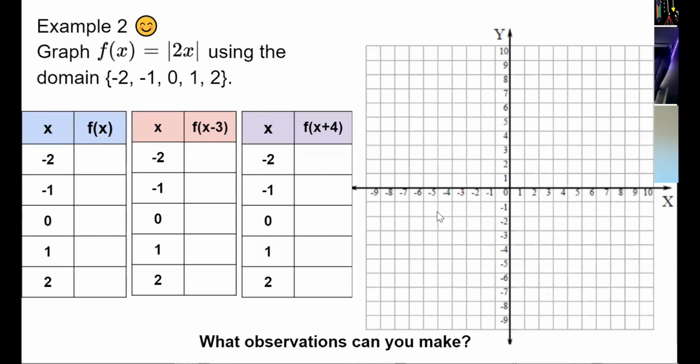Okay, so you're going to do this asynchronously. You don't have to stay in the meeting, but this is your exit ticket. So you're going to show me exactly what it is. And this time, our first function is f of x, our second function is f of x minus 3, and our last function is f of x plus 4. Okay, any questions on this so far?